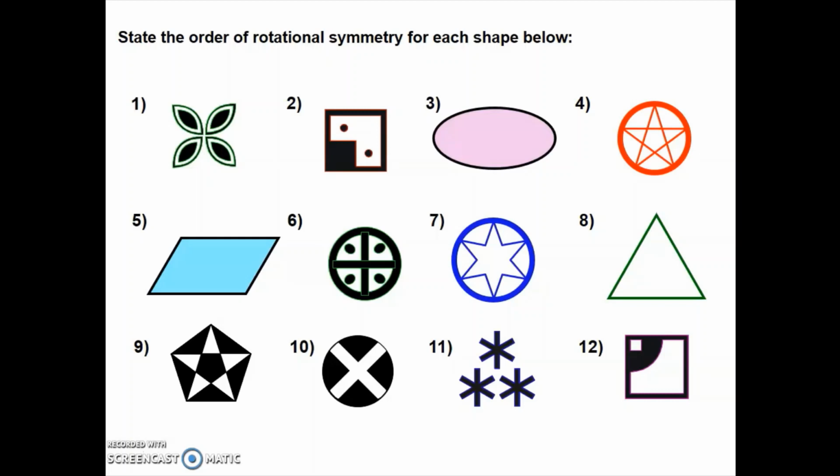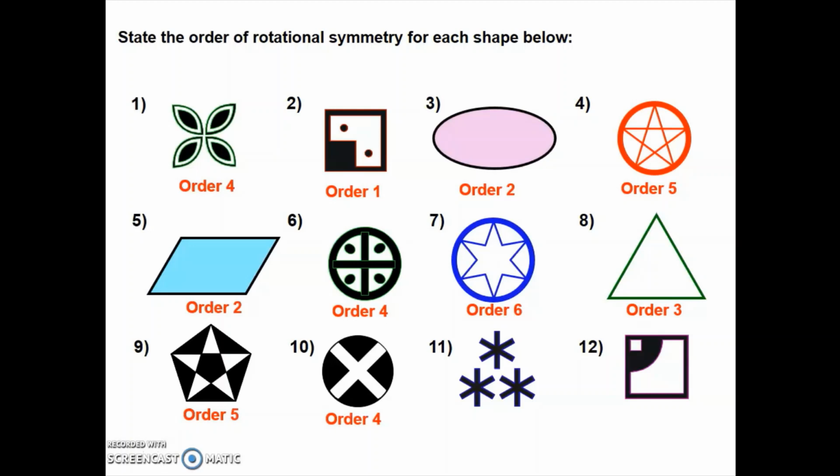Okay, welcome back. For number 1, we have order 4. For number 2, order 1. Number 3, order 2. Order 5, order 2, order 4, order 6, order 3, equilateral triangle again. So because we have 3 equal sides, we're expecting an order of rotational symmetry of 3. Order 5, order 4, order 3, and order 1.